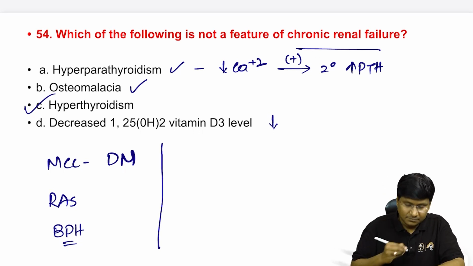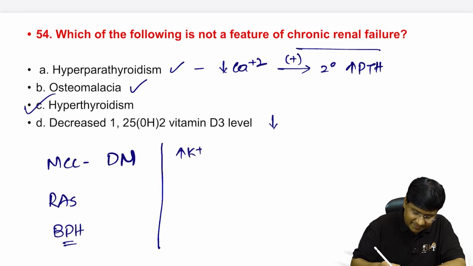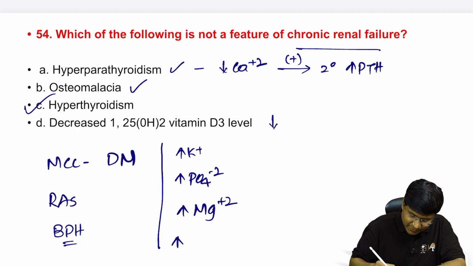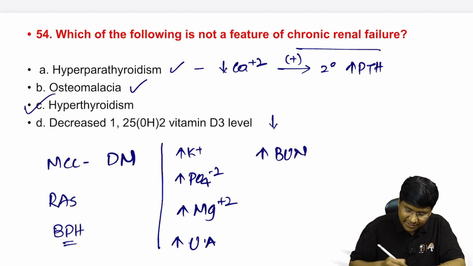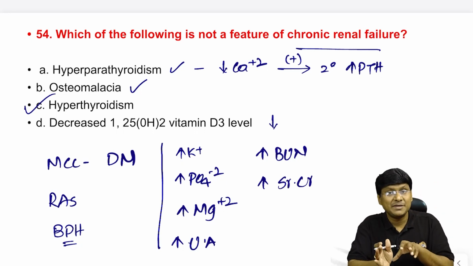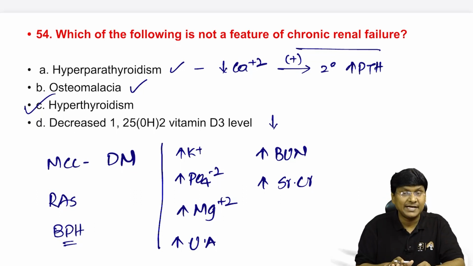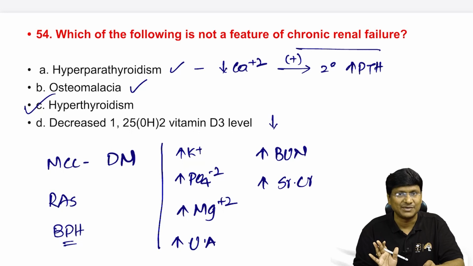And if you take the electrolyte abnormalities in case of chronic renal failure, these patients will have hyperkalemia, hyperphosphatemia, hypermagnesemia, increase in the uric acid levels, increase in the blood urea nitrogen levels, and increase in the serum creatinine levels. So these will be the metabolic abnormalities where they are increased. And see, why are they increased? All these substances have to be excreted through the kidney. But whenever there is a renal impairment, these substances are not excreted out, right?